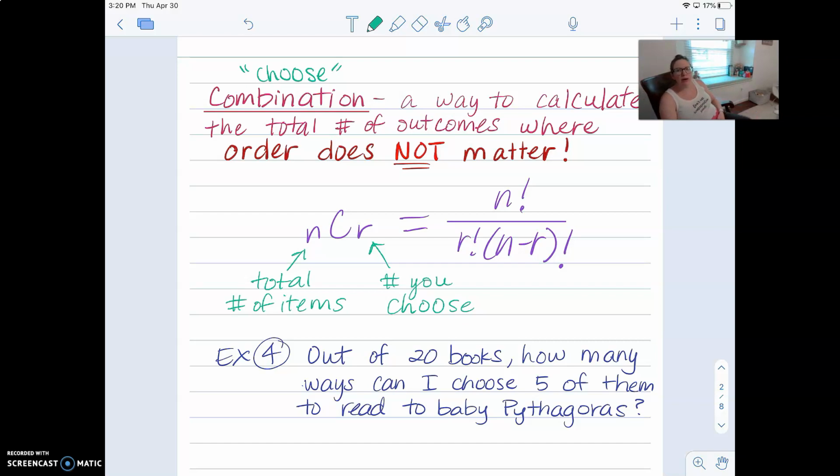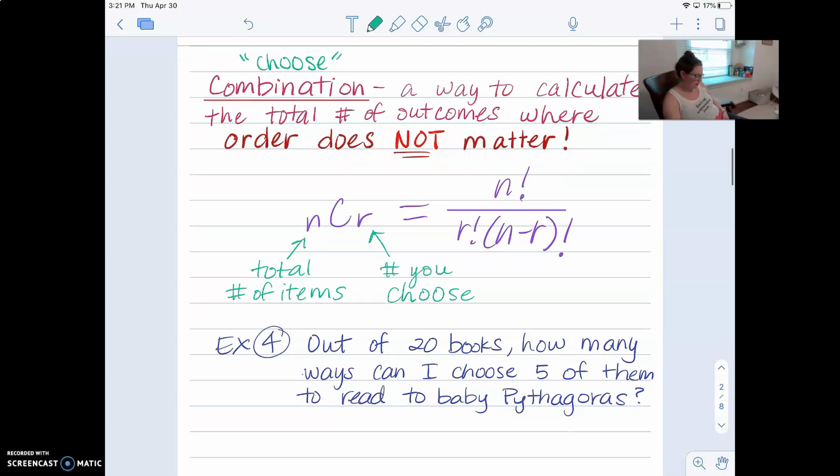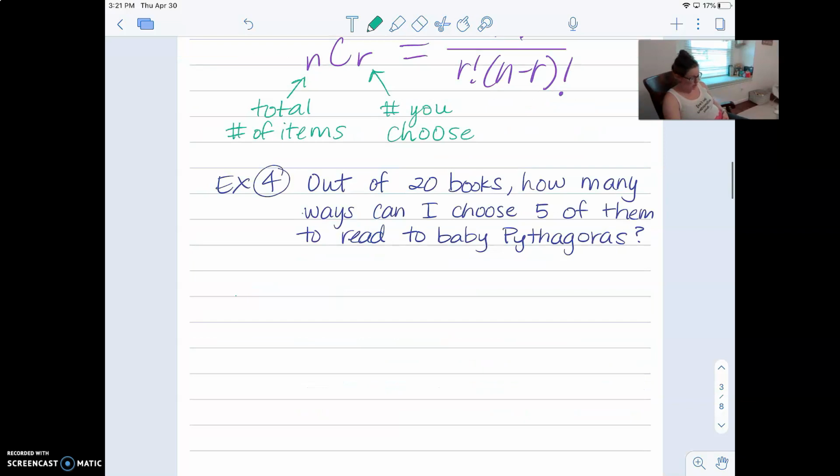And then again, I'm going to show you how easy it is on the calculator. So here's how you would write that. 20 is your larger number, so that's your n. Capital C for combination. And then 5 is how many I'm choosing. So that's 20 combination 5. Sometimes you're going to see this written in other ways, with these weird parentheses. If you ever see that written, it's the same thing, just a different format.